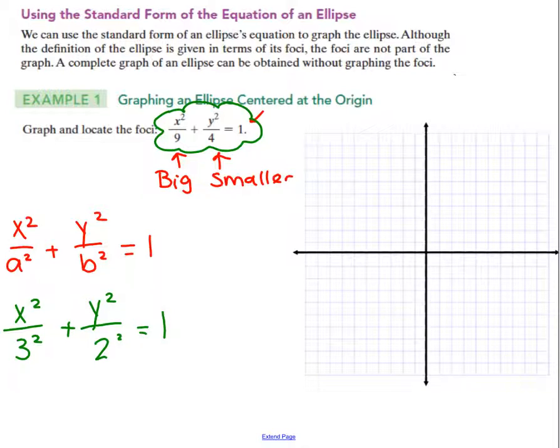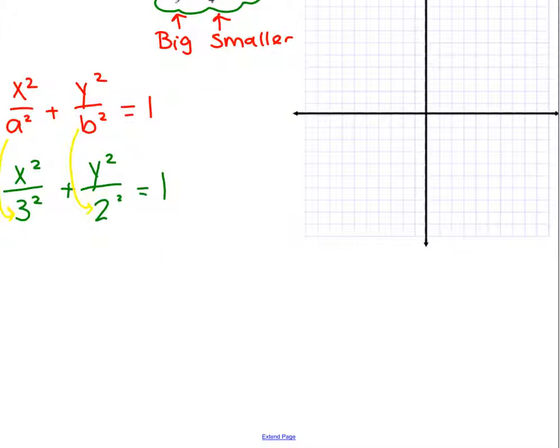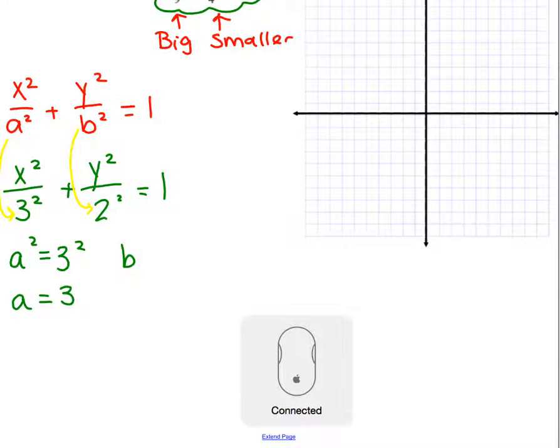Now I line up what is my A and what is my B. There is my A. Here is my B. So my A value, A squared equals 3 squared, so then A equals 3. B squared, I wrote on my smart board, B squared equals 2 squared. So then B equals 2. So I'm going to stop there and start to graph it.